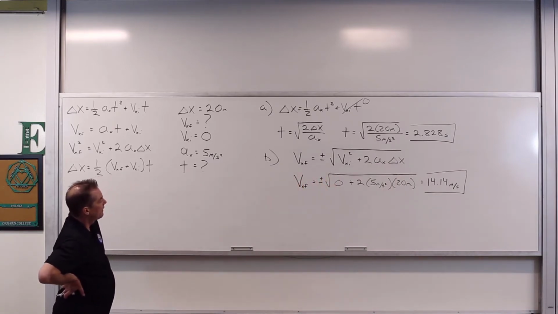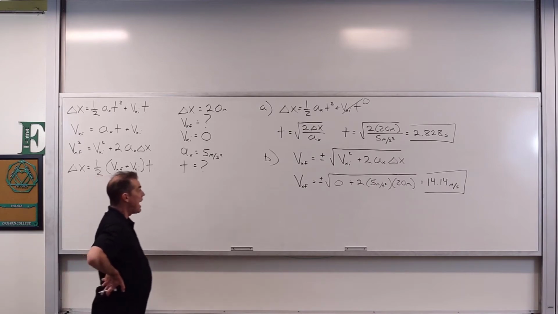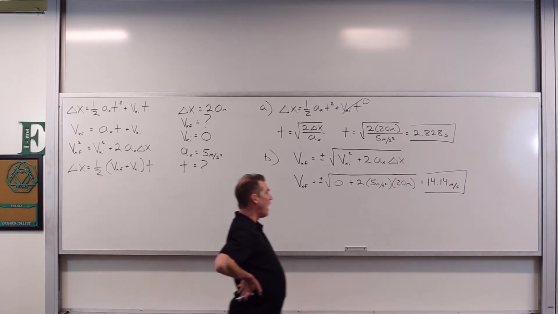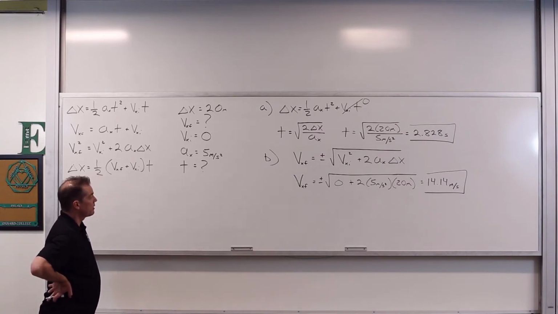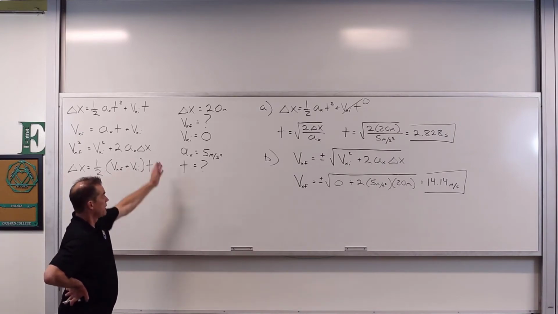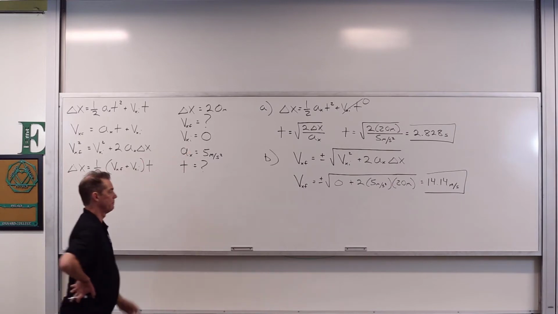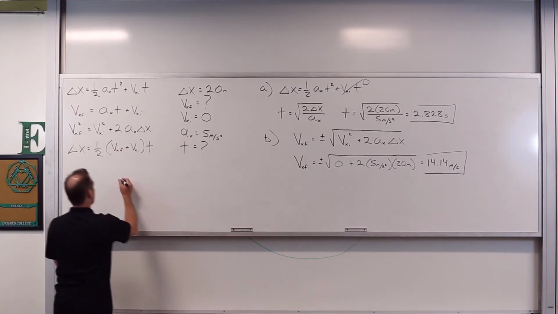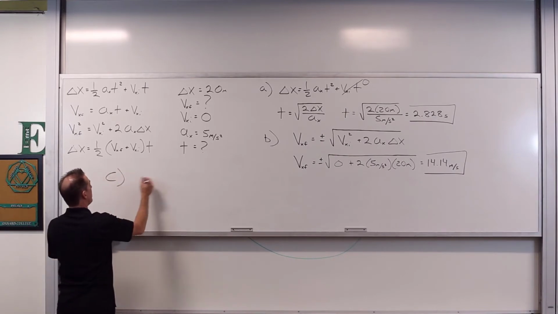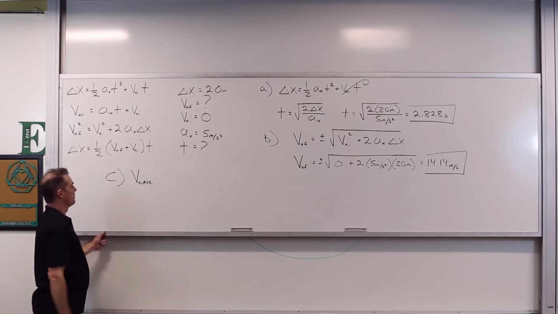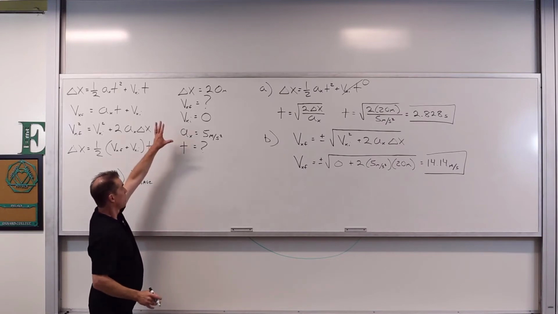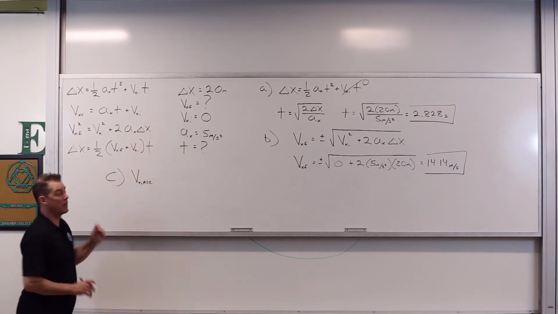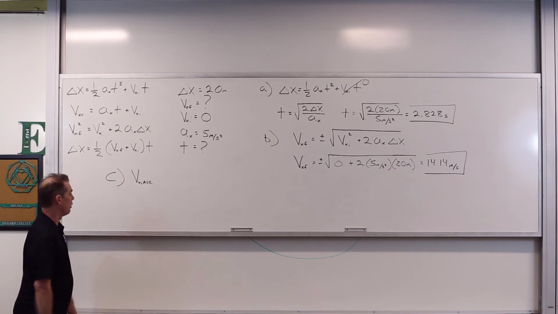All right, let us do something else here. Let us ask, hey, what is the average velocity of this object going from its initial position to the 20-meter mark? So now this is asking something different. So we'll put C over here and say that we want V sub x average. And again, we're considering 0 meters and 20 meters to be the initial position and the final position.